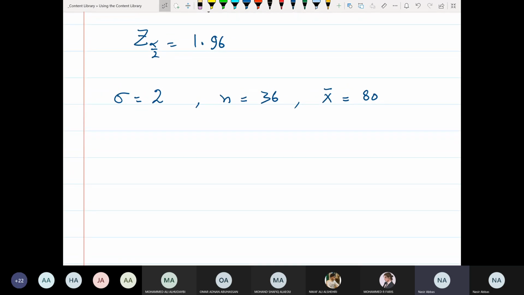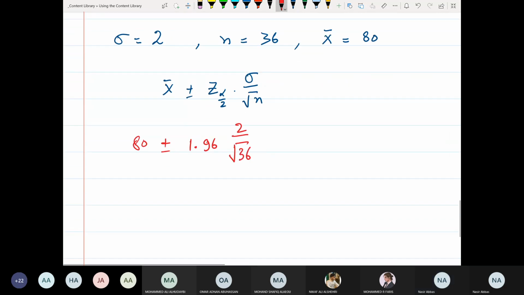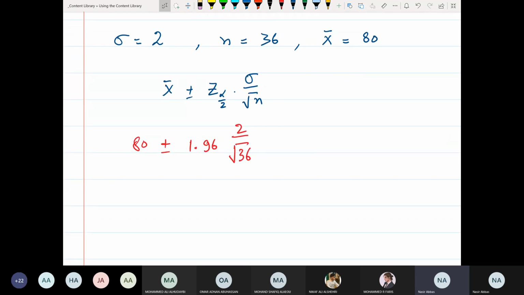So now it's just plug. It's just plug and get the answer. So you plug x bar plus minus z alpha by 2 times sigma over root of n, plug in the values, and you get what? 80 plus minus 1.96 times sigma over square root of 36. That will be what?